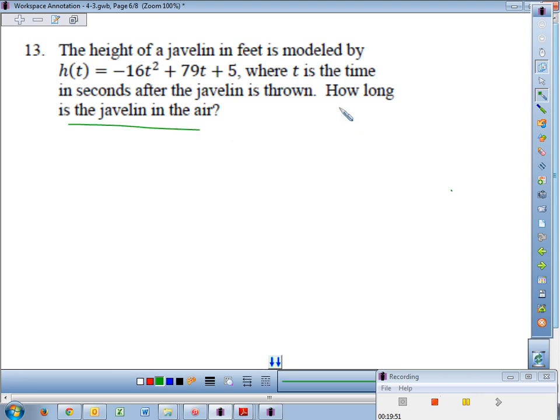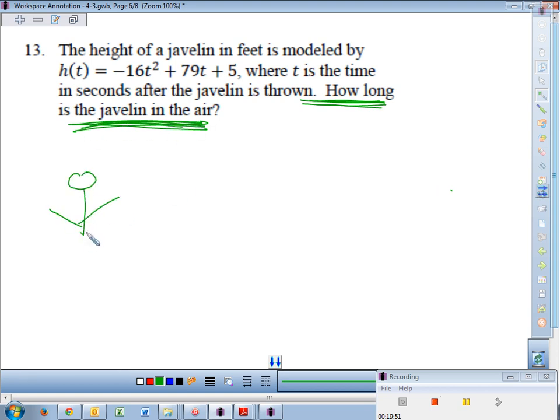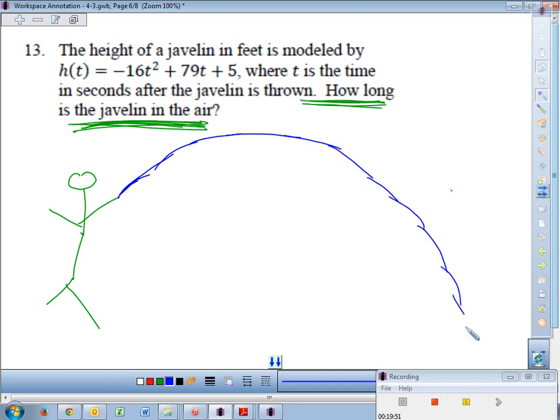How long is the javelin in the air? This is the hardest part for y'all to understand. How long is the javelin in the air? So here's me. Again, I throw it. It is released. Is it in the air? Yes or no? Right now, after I've thrown it. Yep, in the air, in the air, in the air. Boom. Is it still in the air right there? No. Was it in the air this entire blue time, though?